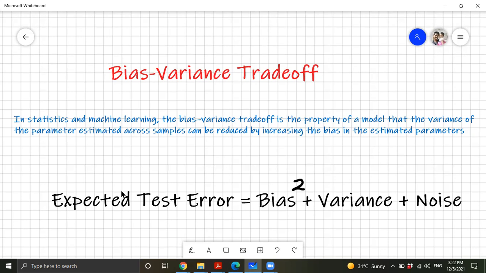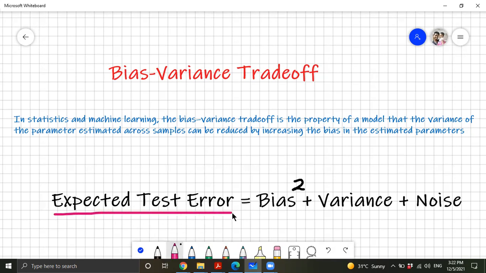In order to make this expected test error low, let me draw it in the tool. So we need to minimize this to a low value. If we want to minimize this value, then on the right-hand side, we need to minimize all these terms. We need to minimize the square of bias, that means we need to minimize the bias, and we need to minimize the variance. And you could also think of minimizing the noise.